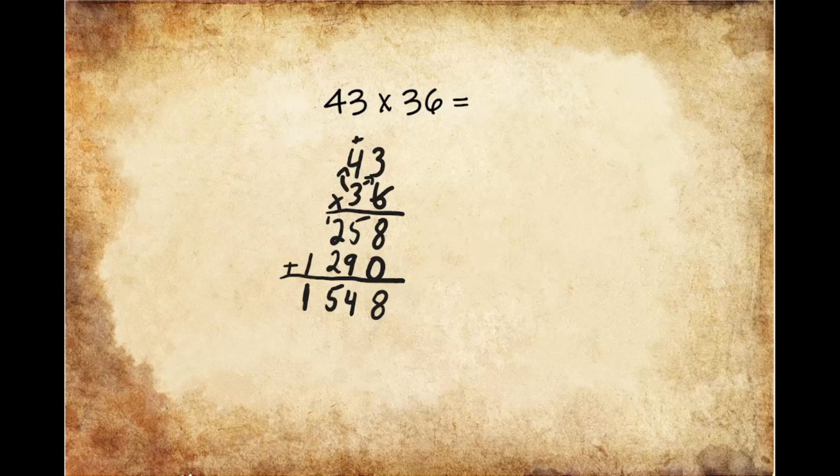So the product of 43 times 36 is 1,548. So I hope this video has helped you to understand how to find the product when you're multiplying a two-digit number by a two-digit number.